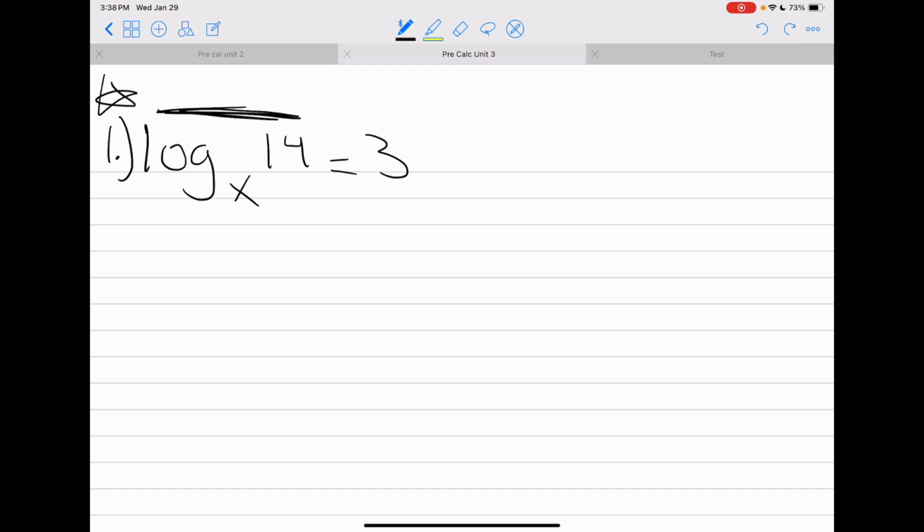Well, this means, right, this is a base, this is the exponent, and this is the argument. I'm never going to forget that. I looked that up today and I just learned it. This is called the argument. At least that's what ChatGPT told me. So I'm going to rewrite this as x to the third power equals 14.